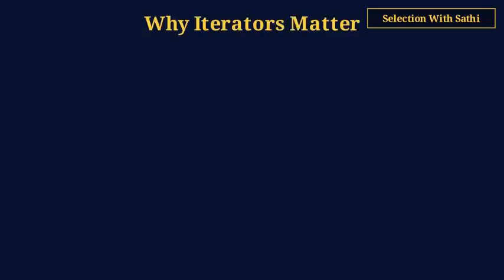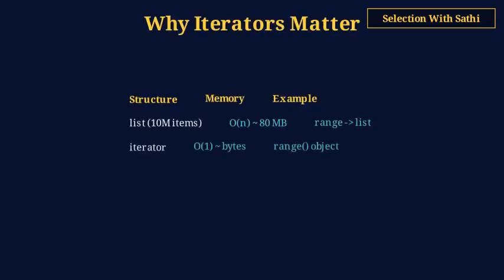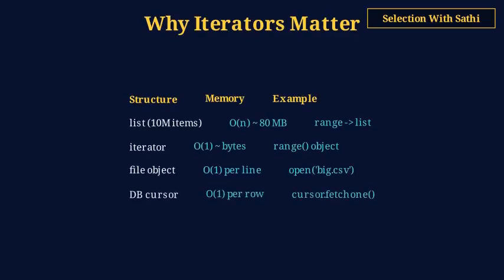Why do iterators matter? Lazy evaluation and memory efficiency. A list of 10 million items consumes 10 million memory slots. An iterator produces one item at a time, constant O(1) memory. Database cursors, file readers, and network streams are all iterators. Lazy evaluation means values are computed only when requested.